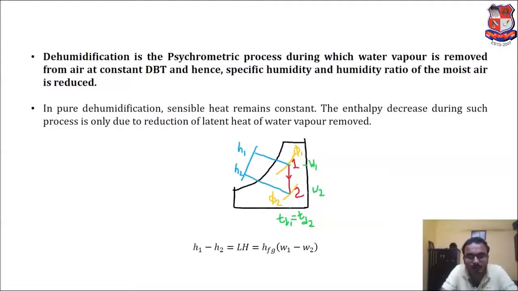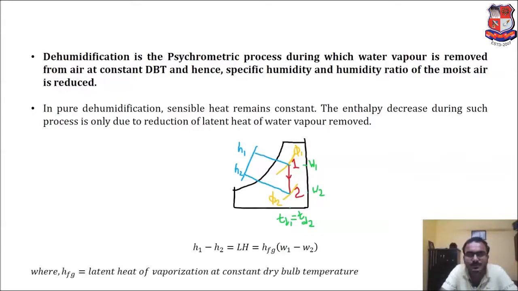So the reduction of enthalpy is given by H1 minus H2, which is latent heat, equal to HFG into W1 minus W2, where HFG is latent heat of vaporization at constant dry bulb temperature. And this is the end of today's lecture.